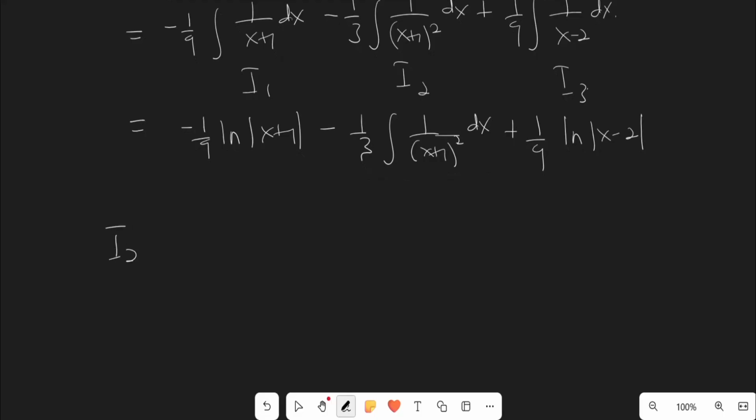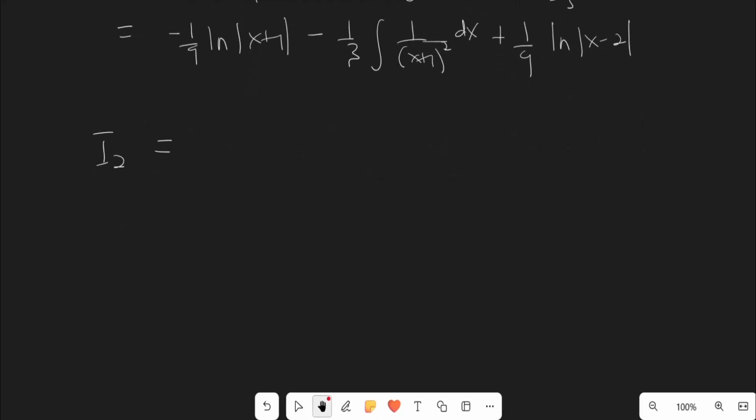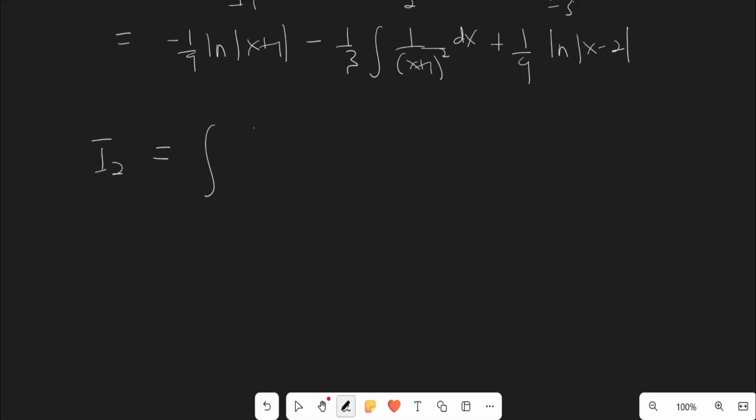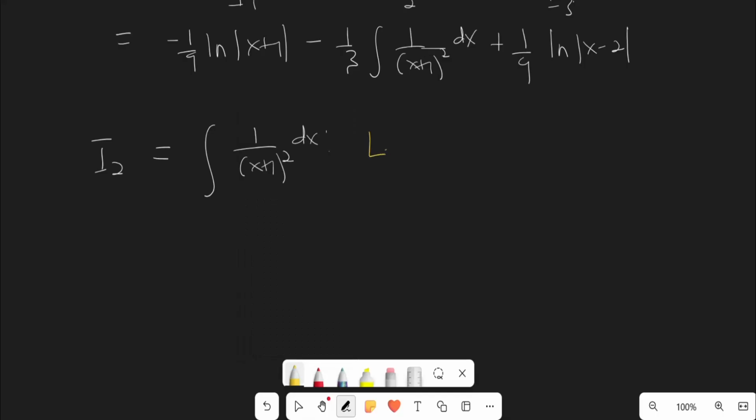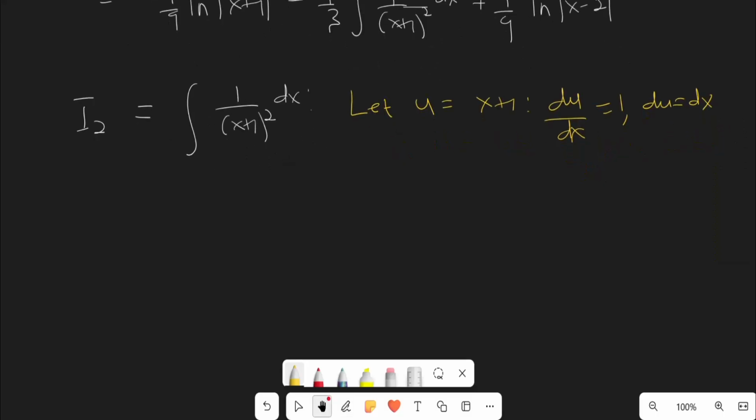So we have to integrate the I2. I2 should be the integral of 1 all over (x plus 1) squared. You can use a u-sub here. So using u-sub, let u be equal to x plus 1. du/dx is equal to 1. du is equal to dx. So we can plug everything into our integral, and we take our integral from the x world into the u world. So (x plus 1) squared, x plus 1 is u, so that's u squared. dx is du. That is the integral of u to the negative 2 du.